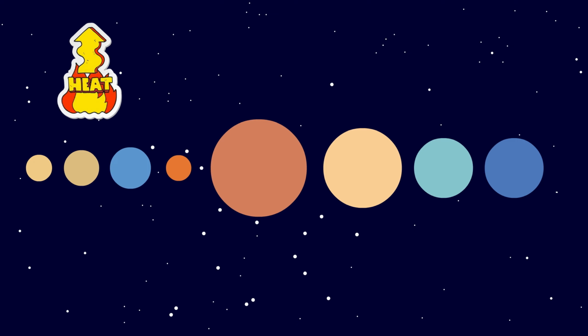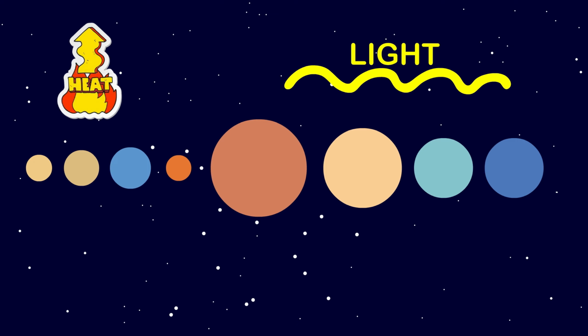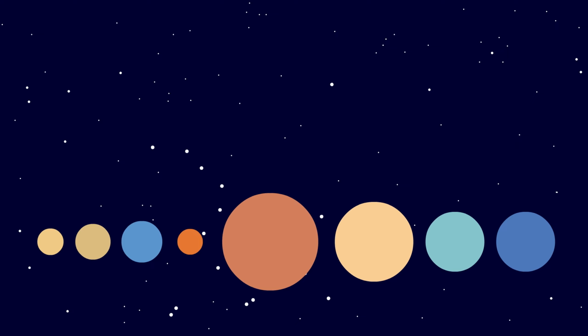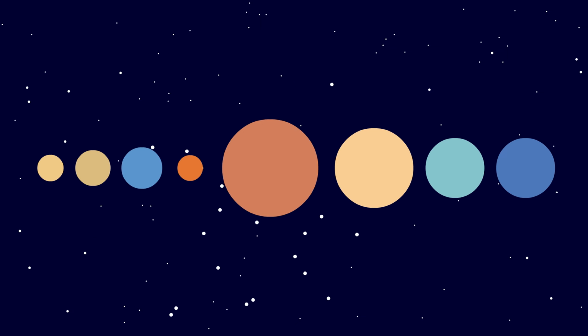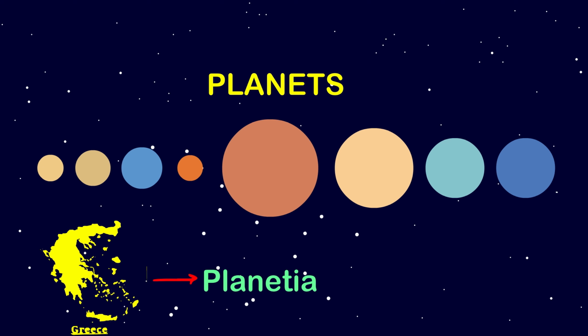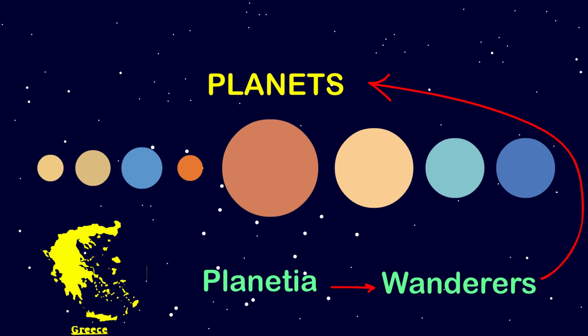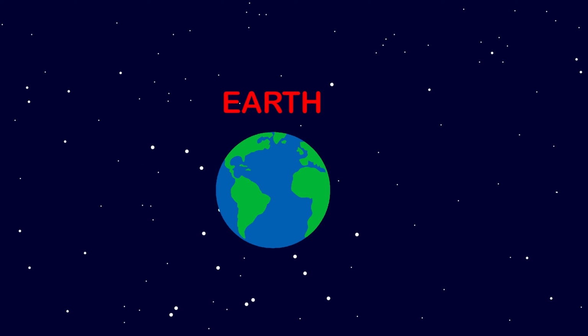Some celestial bodies lack heat and light on their own. They are illuminated by starlight. These objects are known as planets. The English word planet originates from the Greek term planitia, which means wanderers. Our home, Earth, is a planet.